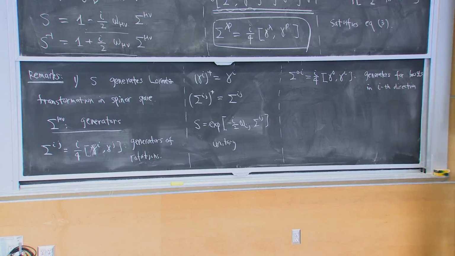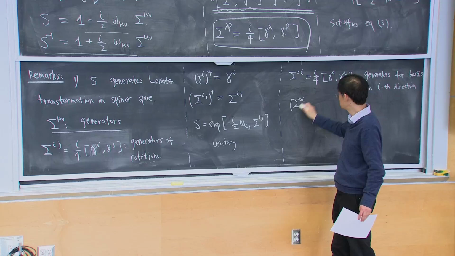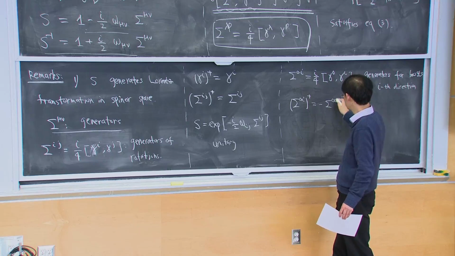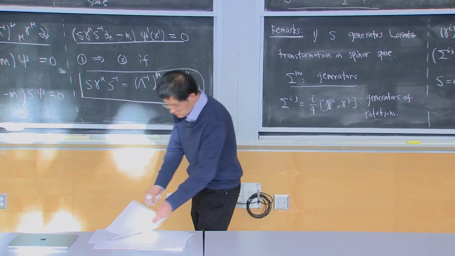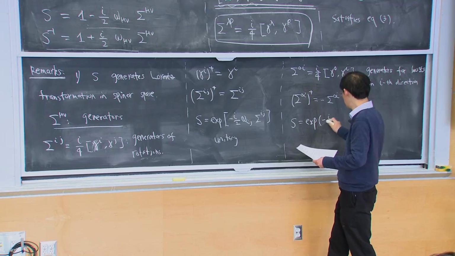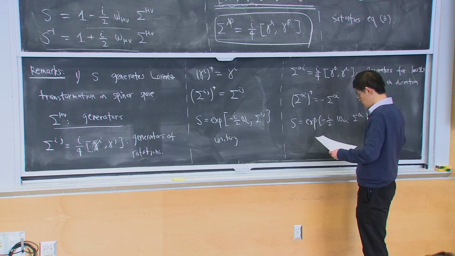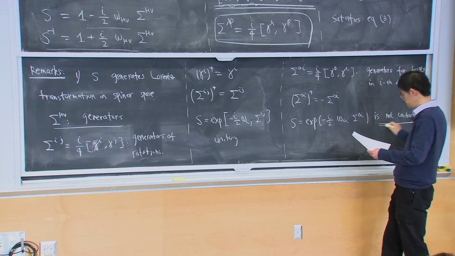And now remember, gamma zero, when you take the dagger, you get a minus sign. So the sigma zero i, if you take the dagger, you also get a minus sign. So now it's anti-Hermitian. So that means the boost matrices, so this is a boost transformation, this is not unitary.